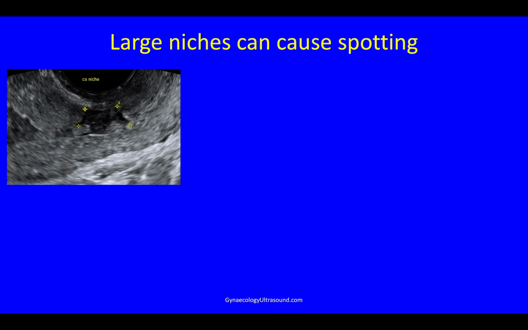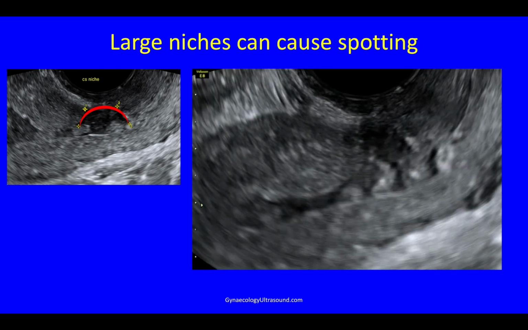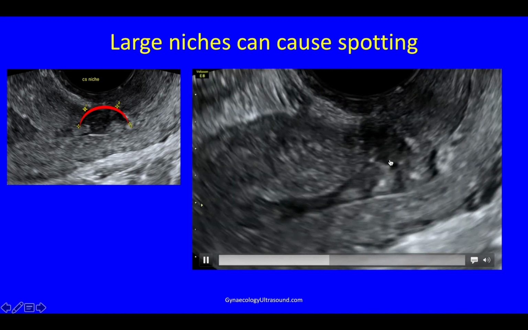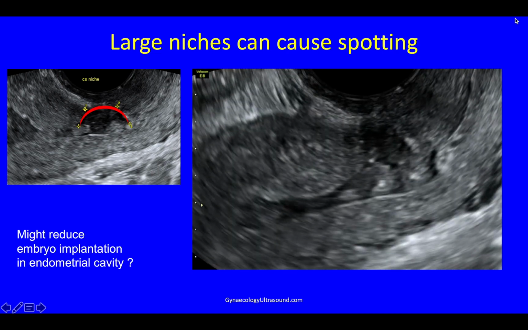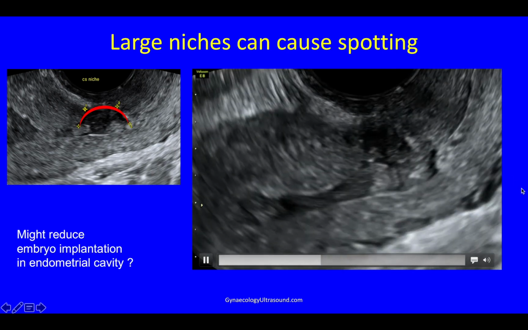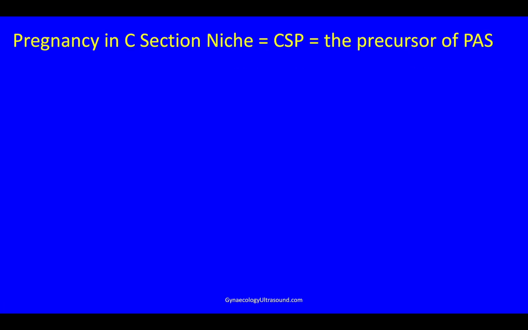So what's the problem with niches? Well, if you have a large niche, and there you can see it again in an anteverted uterus, this can cause spotting because you can get an accumulation of menstrual fluid in the niche, which can then leak out during the rest of the cycle as intermenstrual bleeding. But it's also possible that this fluid that leaks from the niche might reduce embryo implantation in the endometrial cavity.